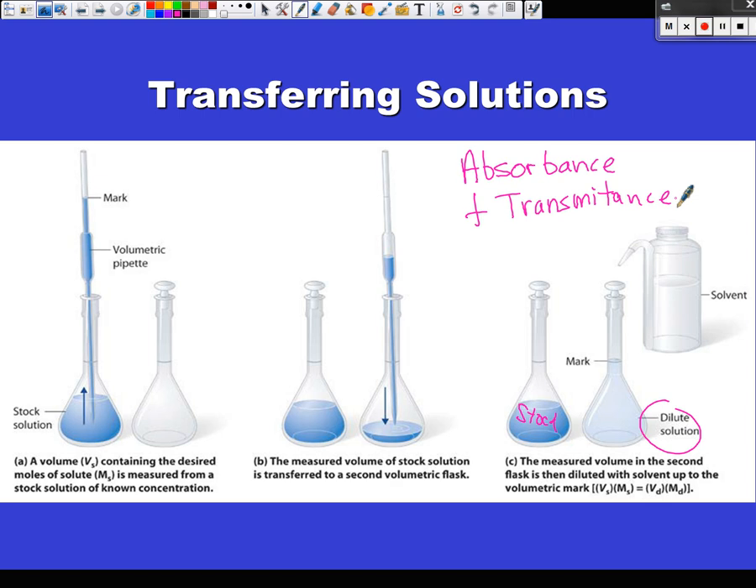Now, if the solution is colorless, well, obviously it's not going to be an issue. But if we're working with solutions that are going to be colored, then this is going to happen. And when we get to absorbance and transmittance, we're going to be able to visibly tell that, because you guys are going to serial dilute a copper nitrate solution. Yes, ma'am. The solvent is the water.